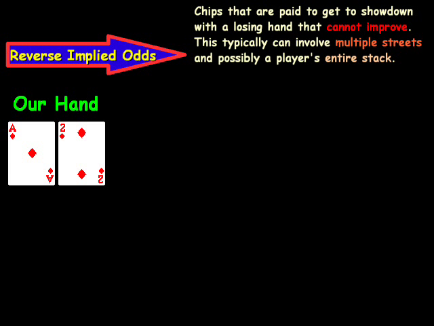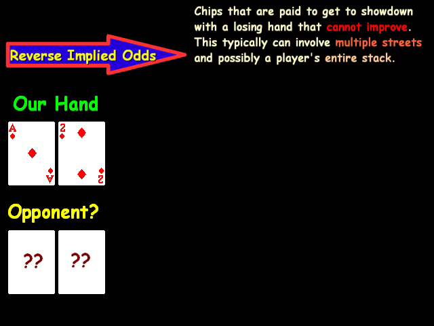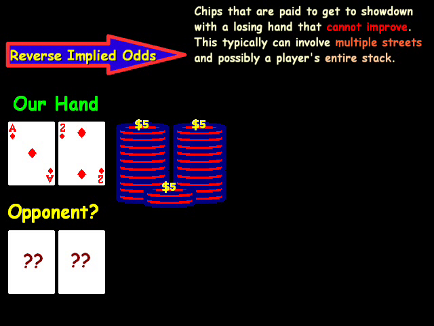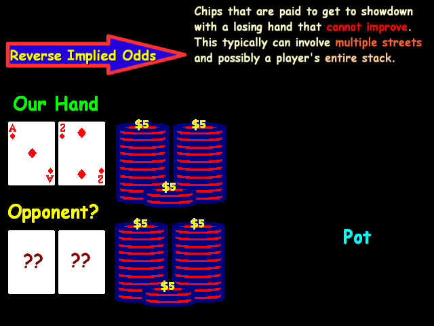First one, we have ace deuce of diamonds in our hand, and our opponent could have pretty much anything here. Now we're going to have some stacks to start out with. I've got 110 for us, and I'm going to give our opponent a stack of 110. To start the pot, the raise was to 5 pre-flop, so the pot is going to be 10.